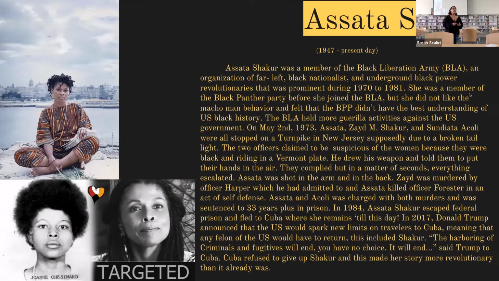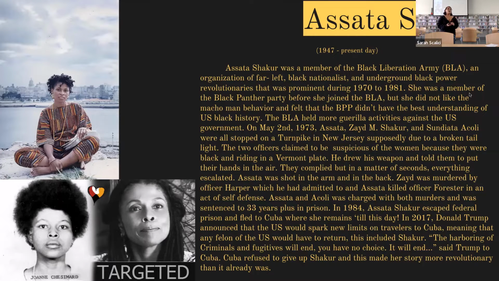So he took out his firearm and he pointed it at them. He was like, "Put your hands up," and they complied. They weren't giving him any resistance until he shot at Assata, and Assata was shot in the arm and the back. Everything escalated super quickly, and finally, she saw that Zayd Shakur, who is Tupac's godfather, was dead. And she was like, "Oh my goodness." So she acted very quickly, and she ended up killing Officer Forrester.